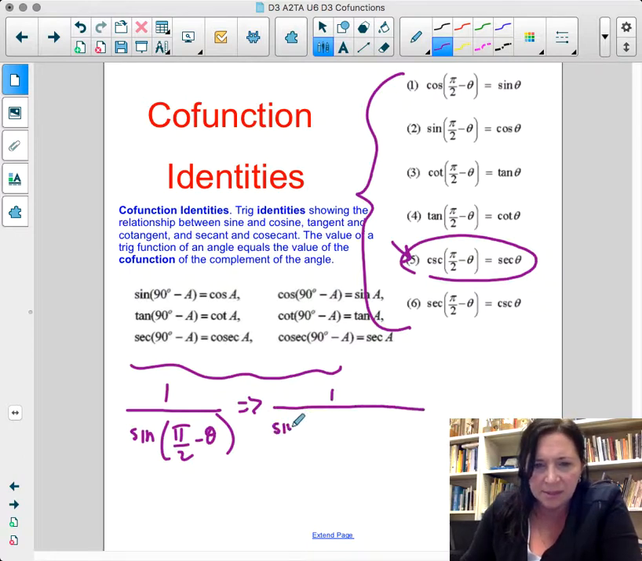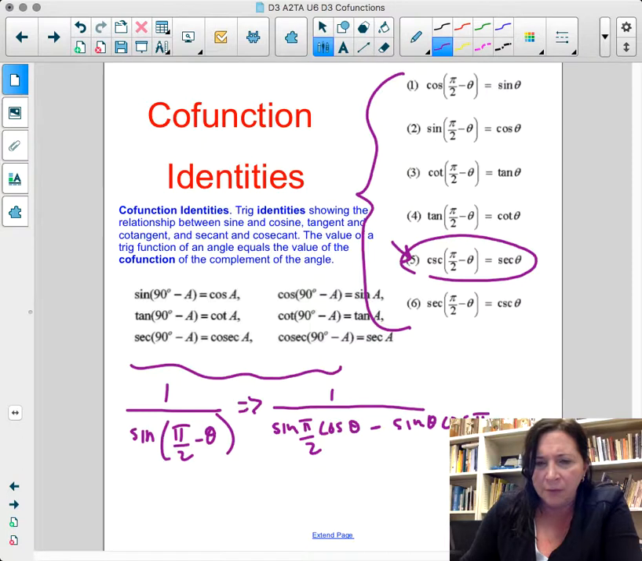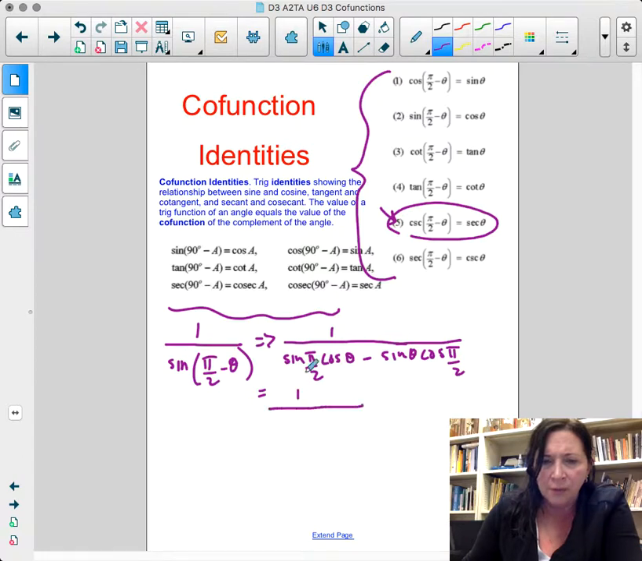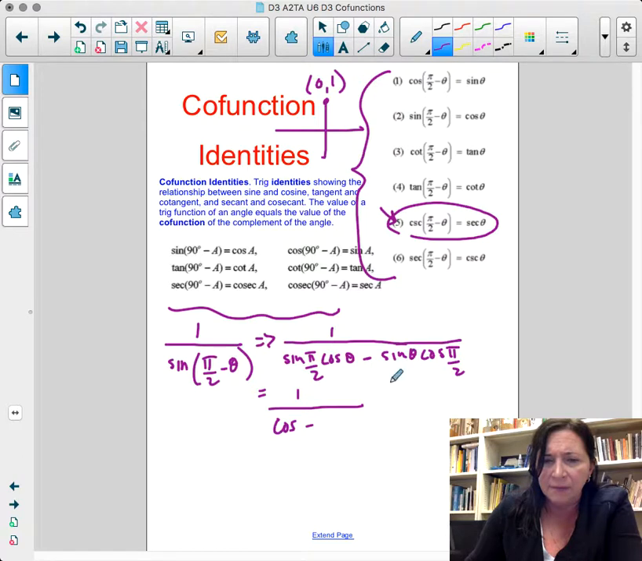And so that would be sine of pi over 2, cosine of theta, and then we'd go minus, and then we'd say sine of theta, cosine of pi over 2. That's going to be 1 over, now sine of pi over 2, remember, pi over 2 is up here, so that's 0, 1, that's 1, times cosine is cosine, and then this is minus sine of theta times 0, so that's just cosine. So 1 over cosine of theta, which is equal to secant of theta.